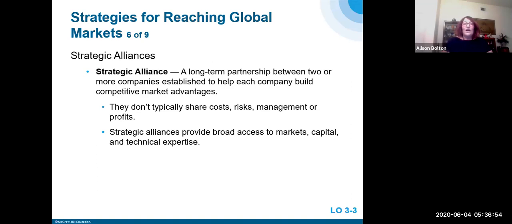Alliances, though, give you a door opener for the marketplace, capital, making money, and definitely technical experience in a different country because they already have theirs implemented. You're going to bridge with theirs.